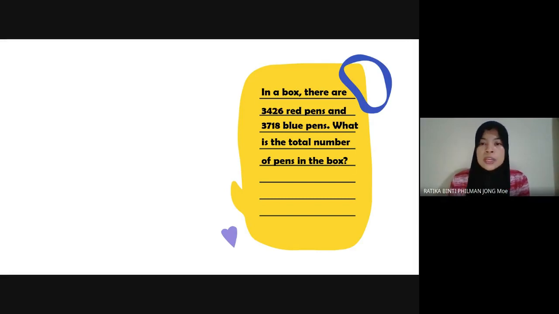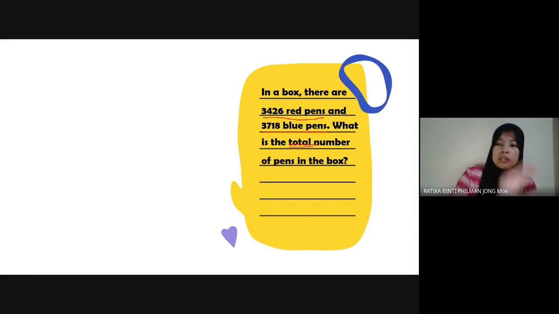Okay, we read once again. In the box, there are 3,426 red pens, underline, or you can circle, okay, and 3,718 blue pens. What is the total number of pens in the box? Okay, so I double line the word total sebab cikgu nak menandakan bahawa total is the keyword.